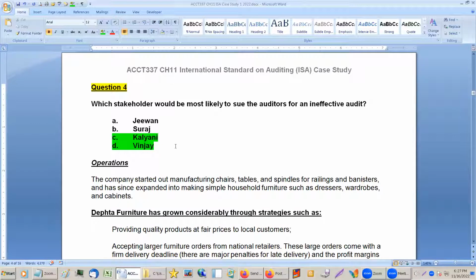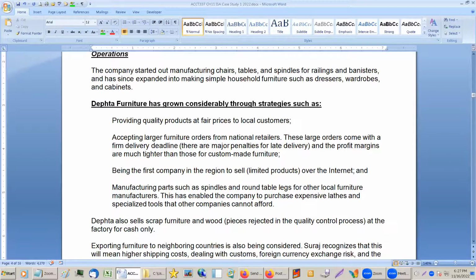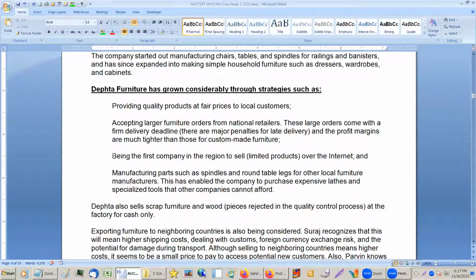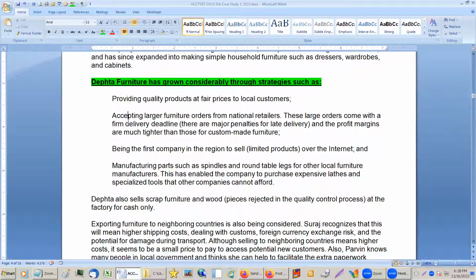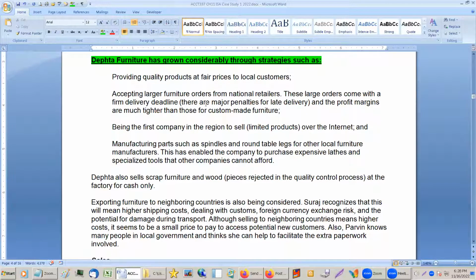Okay. Operations. They've grown quite considerably through strategies such as, and we can read those or not. Well, actually, there are a few hooks here. Quality products at fair prices to customers. Larger furniture orders from national retailers. These come with firm delivery deadlines and major penalties for late delivery.